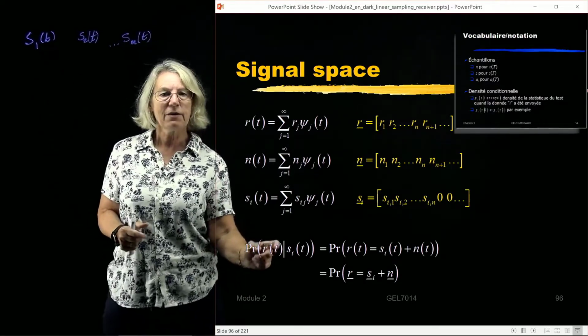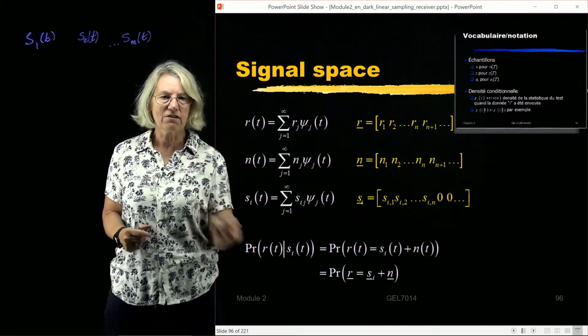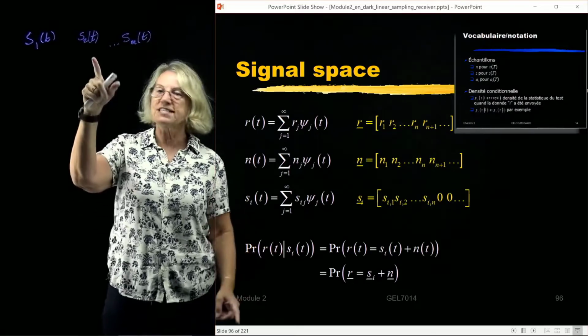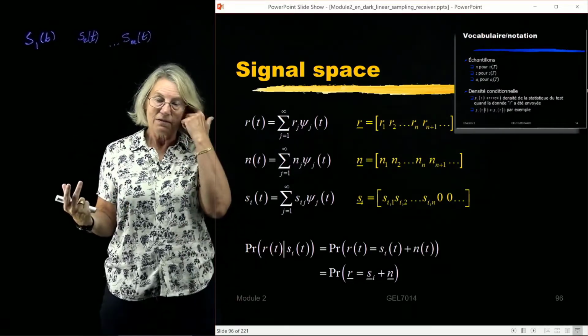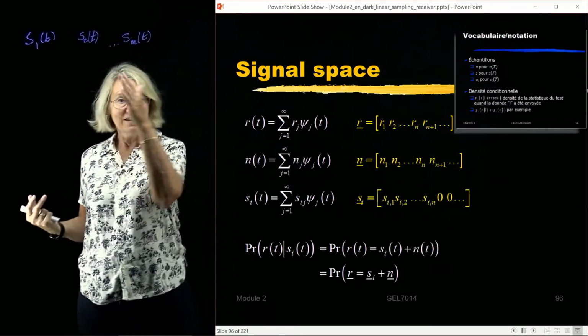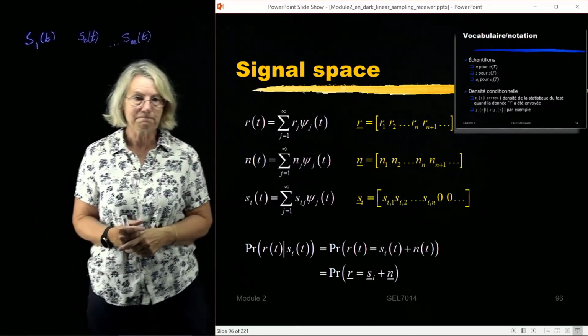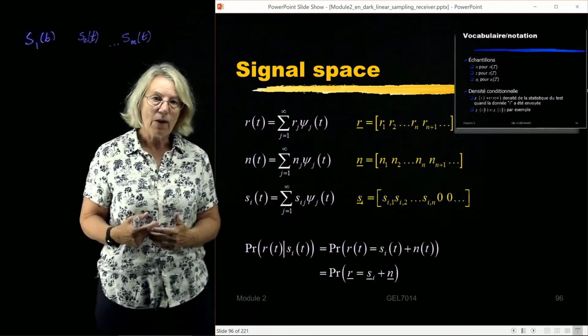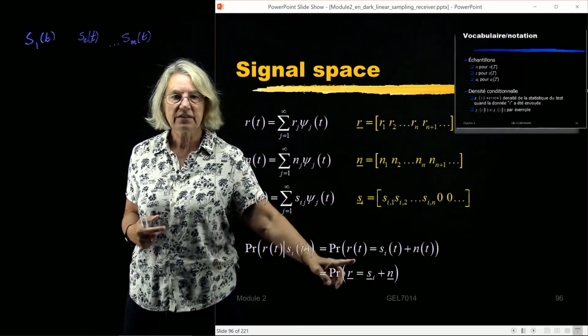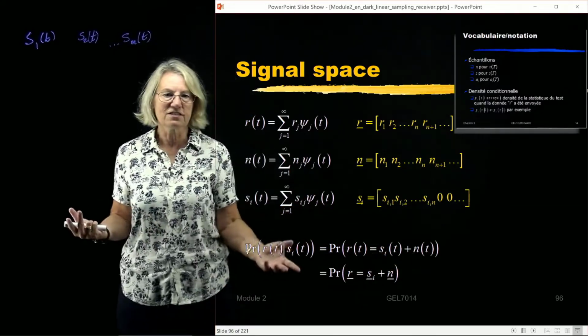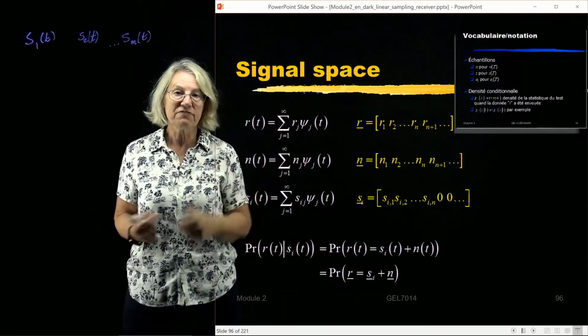Now, what's the probability I would get this particular observation r(t) if I sent that one? And I do this for every one of the s_i. Then I would be able to see which one I might want to choose if I wanted to maximize this probability. So just to write that in another way, that would be the probability that r(t), of course, equals s_i(t) plus n(t), because that is what the received vector is.